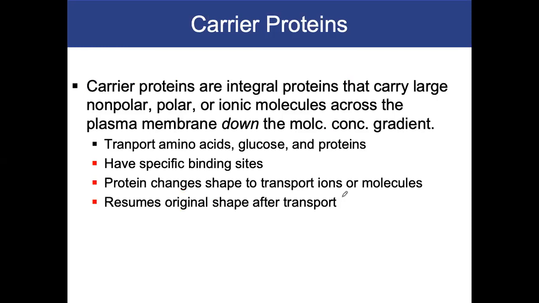Carrier proteins are different. These guys are integral proteins. They're going to carry large non-polars, polars, or ionic molecules down their concentration gradient. Typically, this is going to be for bigger molecules, so amino acids, glucose, and proteins, right? How does it work? Those molecules have specific binding sites on that carrier protein. The protein is going to change its conformational shape to transport those ions or molecules, and it's going to resume its original shape after transport.